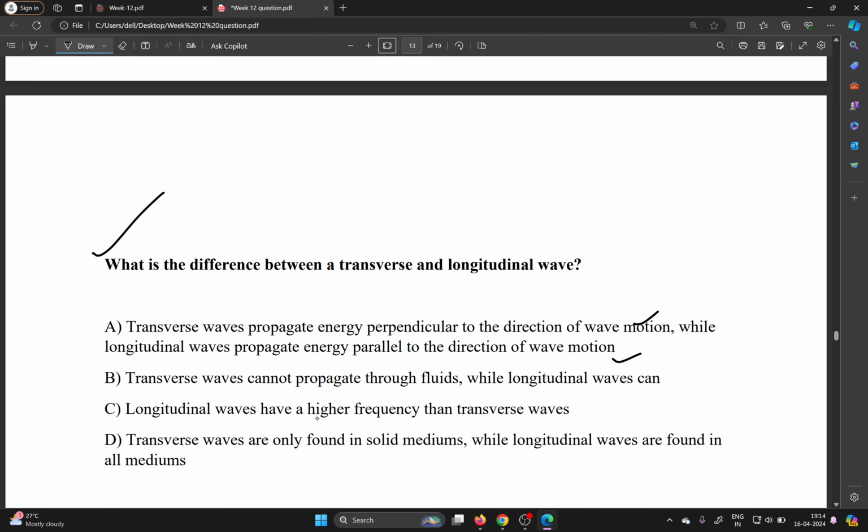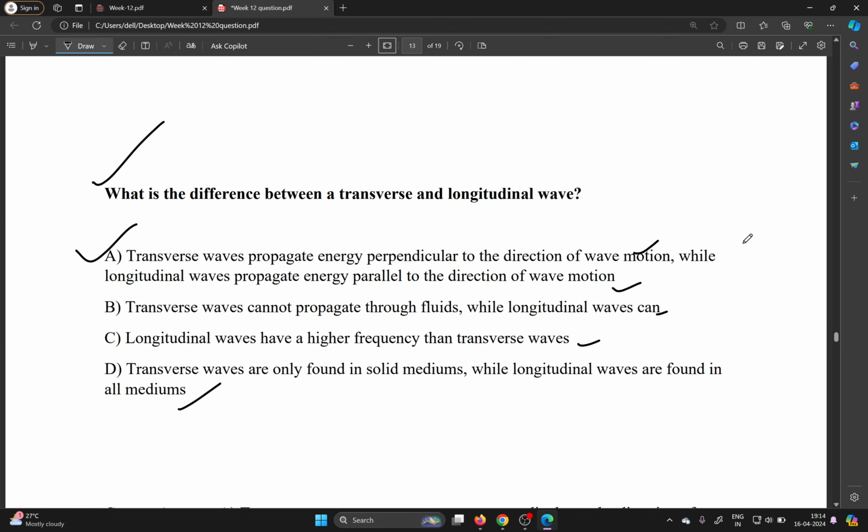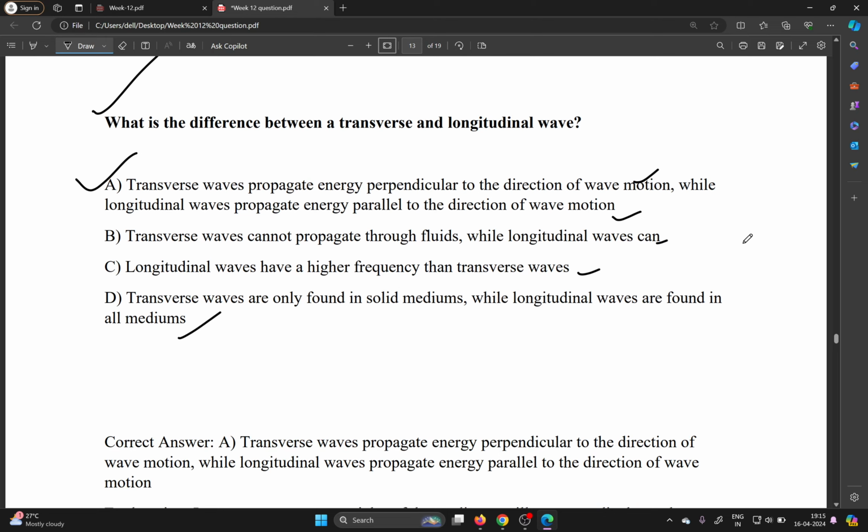The longitudinal wave has a higher frequency than the transverse wave, and the transverse wave is only found in solid medium, while the longitudinal wave is found in all medium. These are the basic questions from the wave. So definitely option 1 will be the correct: transverse wave propagates energy perpendicular to the direction of wave motion, while the longitudinal wave propagates energy parallel to the direction of wave motion.